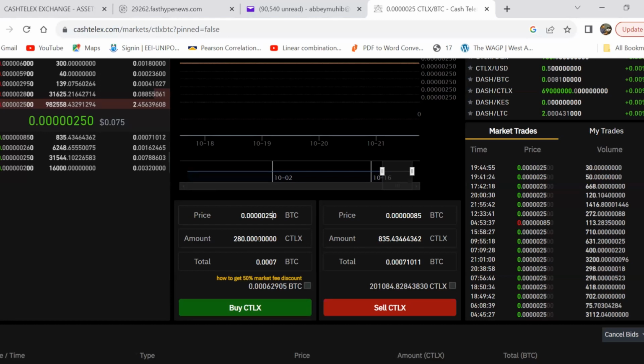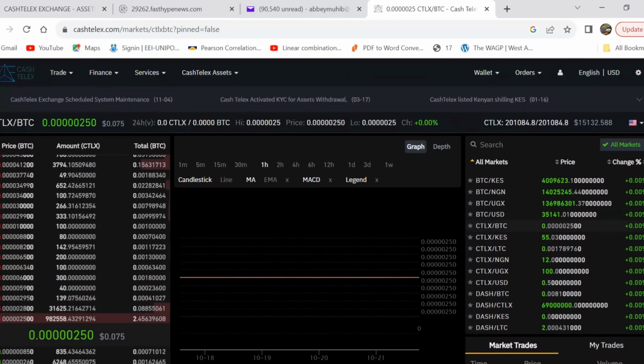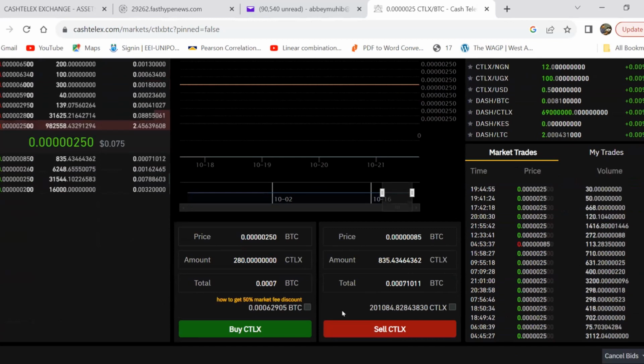So let me go back to what we were saying. At these rates on the exchange, buying a total of 0.007 BTC, automatically I'm going to get 280 CTLX. I'm going to buy because I want you to see how it goes into my account. Let me go into my account to show you how many I have. I have 201,084 CTLX. Imagine when I buy 280 again, it will automatically increase the total number of CTLX I have. So buy.